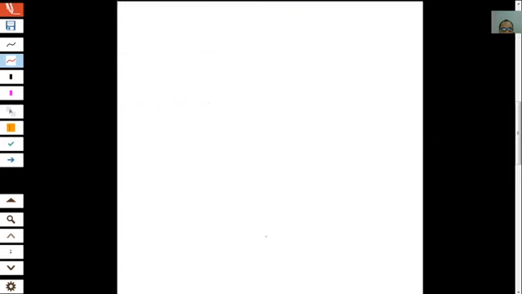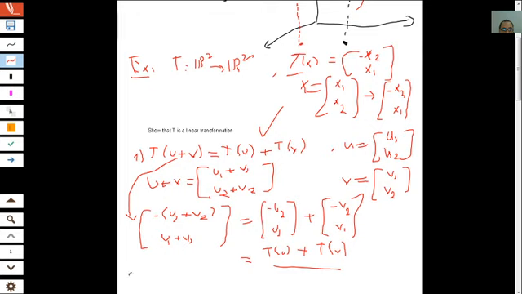Similarly, you can obtain the second property by using the components of U. Namely, you should obtain the equation T of C times U should be equal to C times T of U. Okay, this is your homework. You can do it yourselves.